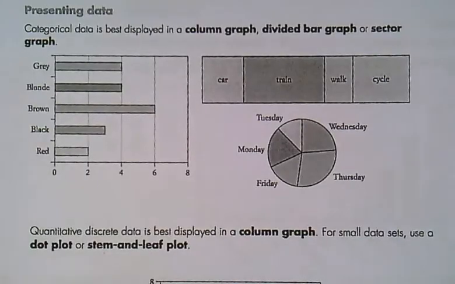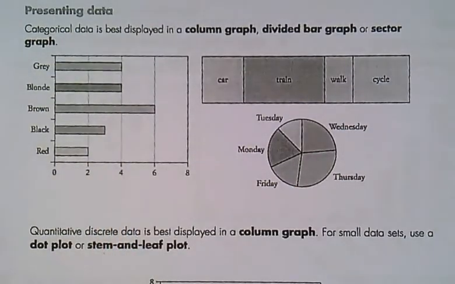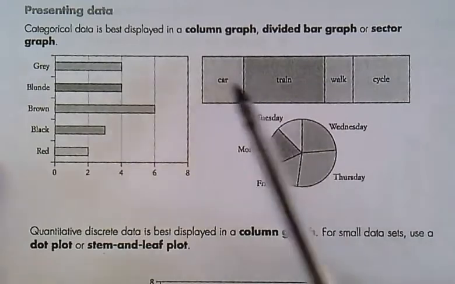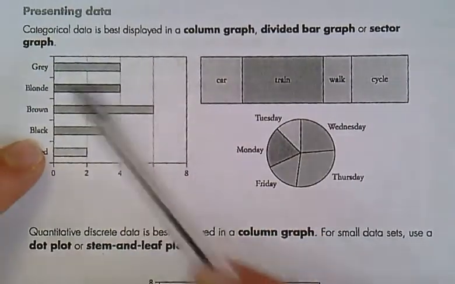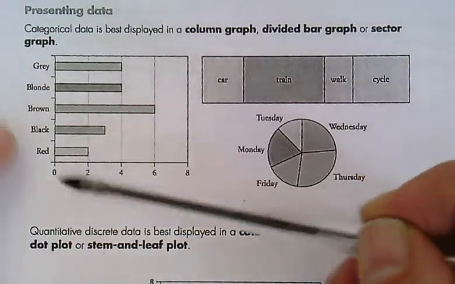Now, you've seen all the different data types over the years, but certain types of data are best represented in certain types of graphs. Categorical data you would not use a line graph for. Categorical data is best in a column graph, which is like this one here. That's a sideways column graph. You can have them up and down. Notice there are gaps between them.